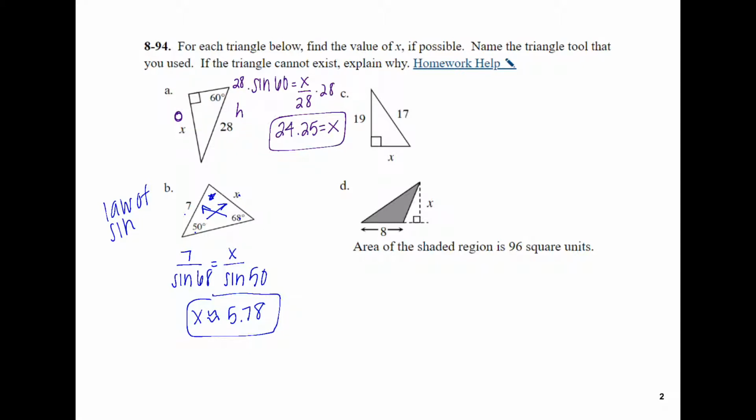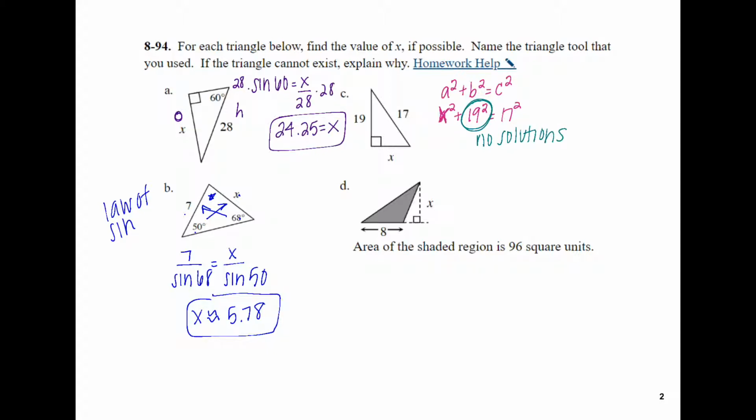When we look at example C, we have a right triangle. So looking at our right triangle, we could think of the Pythagorean theorem, a squared plus b squared equals c squared. If we plug in one of our legs, so x squared plus 19 squared equals 17 squared, we notice that this leg is bigger than our hypotenuse, which in fact means that there is no solution because the hypotenuse has to be the largest length on our triangle.